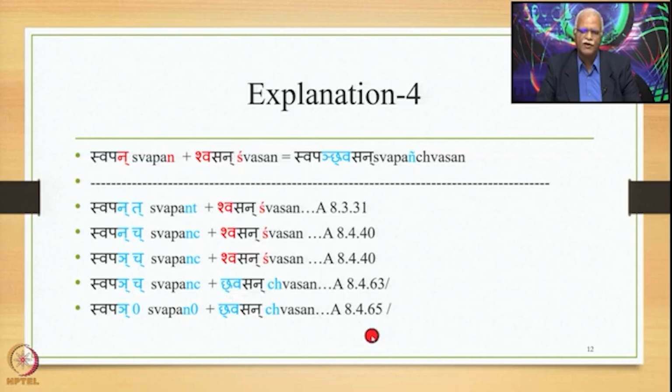Then 8465 applies, jharo jhari savarne, and optionally drops this ch. So we have swapain chvasan. This is an optional form. You can also have swapain ch chvasan, or you can also have this ch being optionally dropped. So swapain ch shvasan is possible, or just swapain shvasan is also possible. Four forms are possible, as we have seen before.